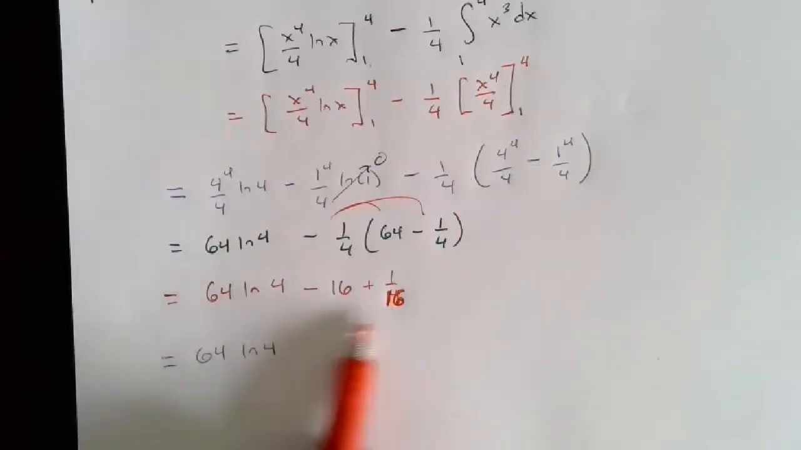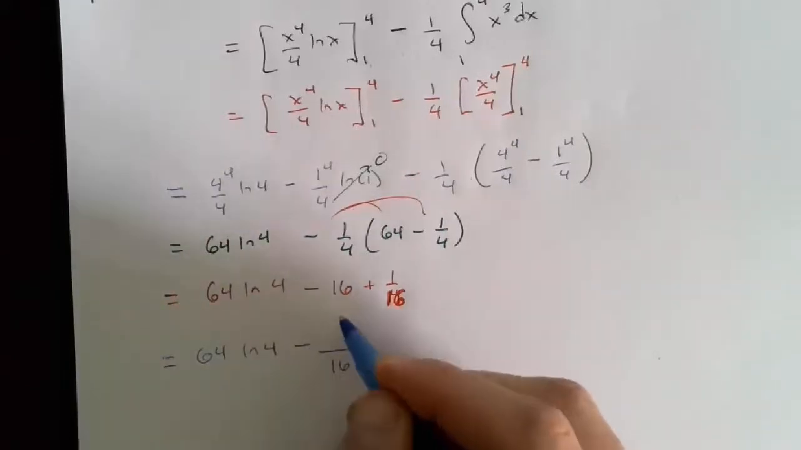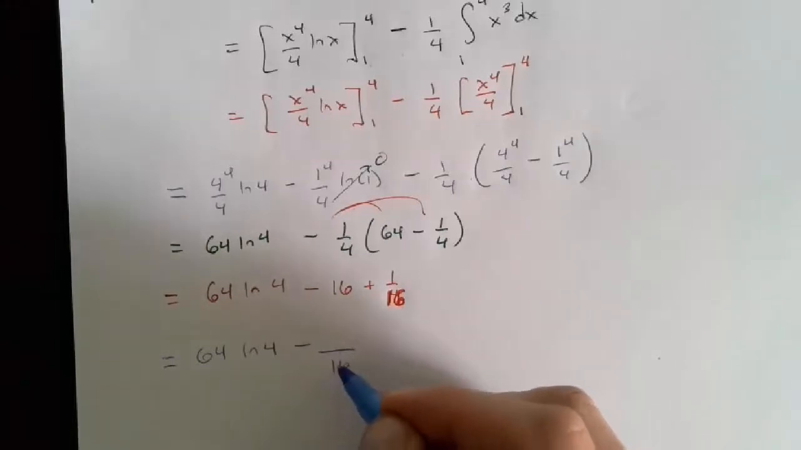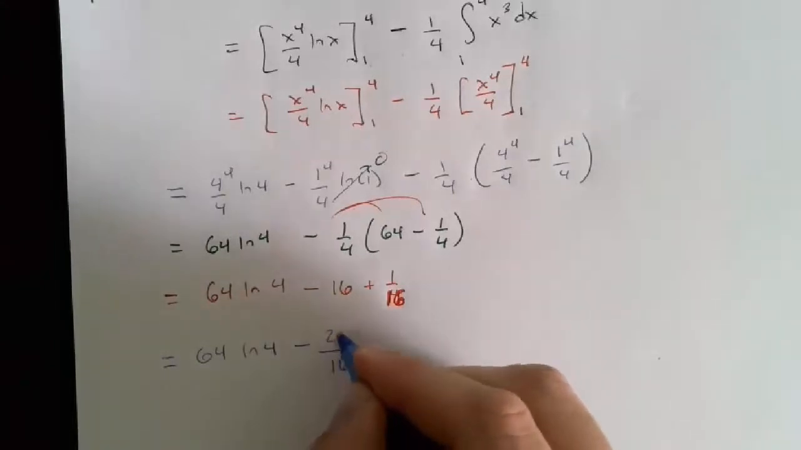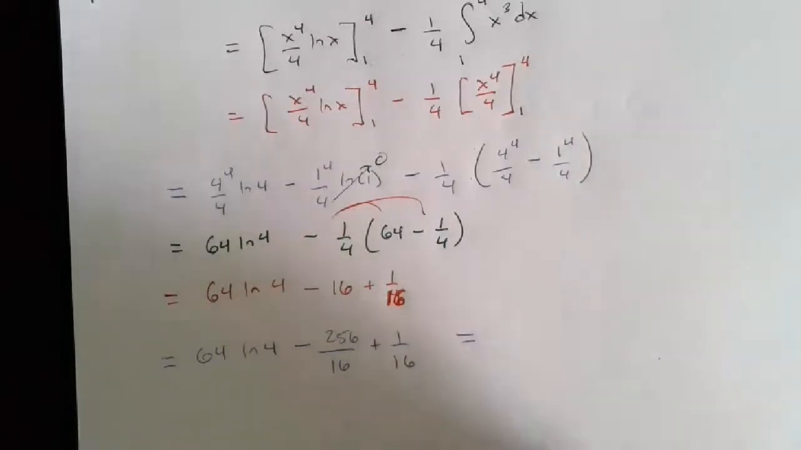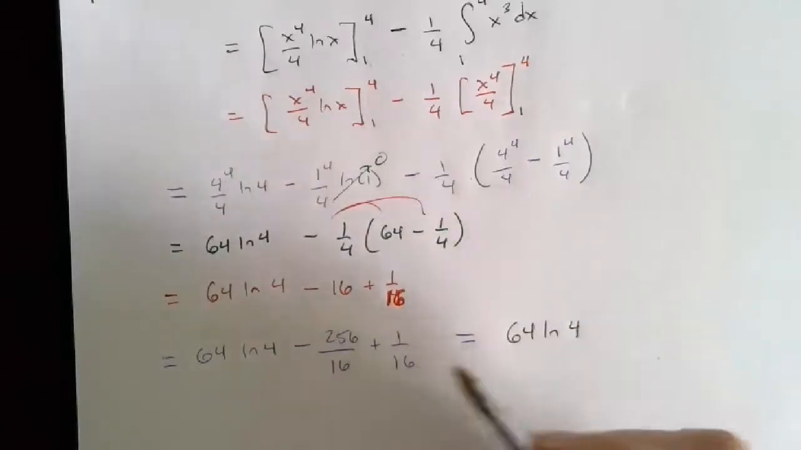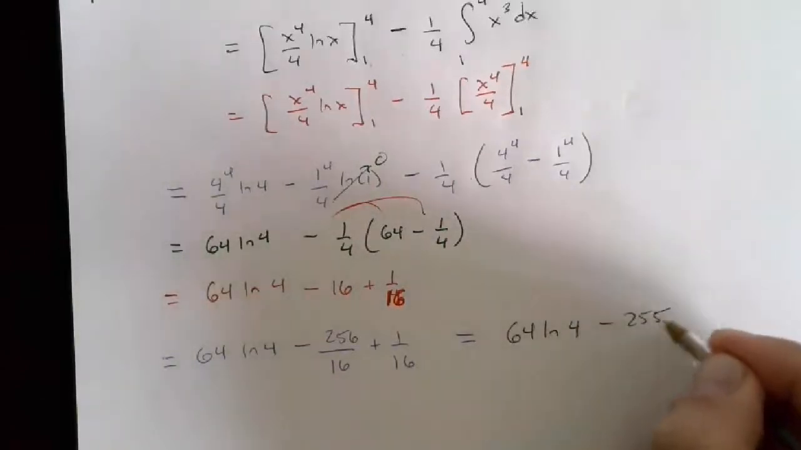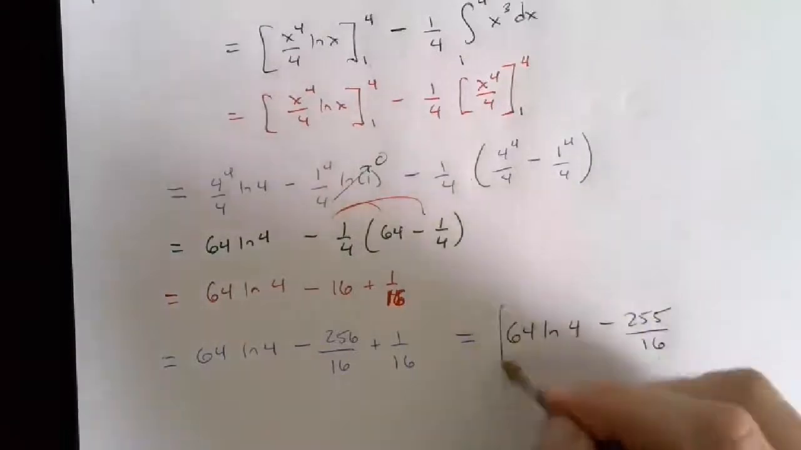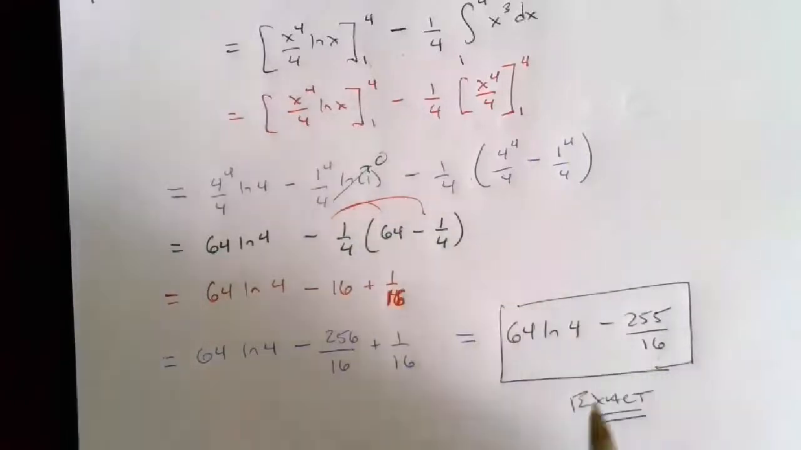So then to combine these like terms, what I'm really doing is I need a common denominator of 16. So this will be minus, well, 16 over 1 equals what over 16? Well, 1 times 16 got me 16, so 16 times 16 will give me 256 plus 1 over 16. And then this will be equal to, combining these like terms, I have 64 ln 4, that'll stay, negative 256 plus 1 is negative 255 over 16. This is the exact answer. All right, so make sure you realize that's the exact answer.